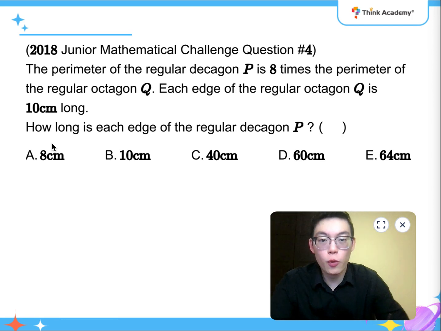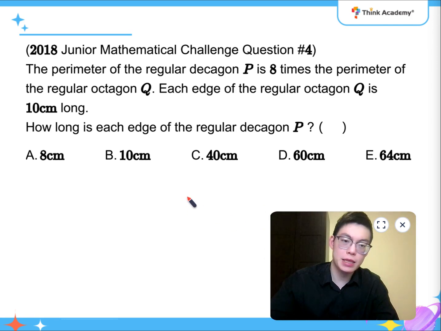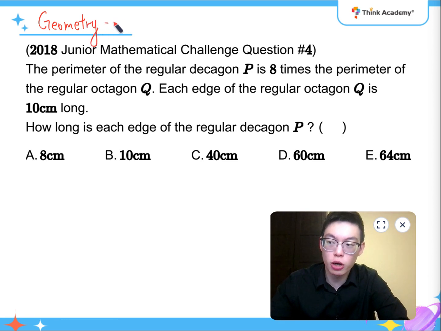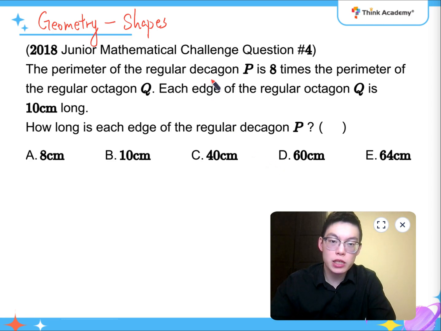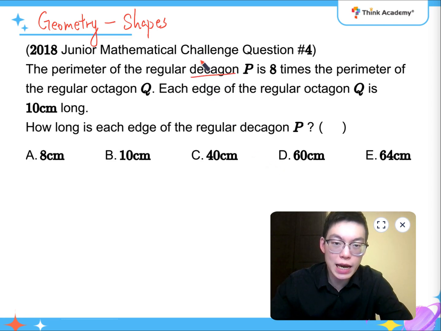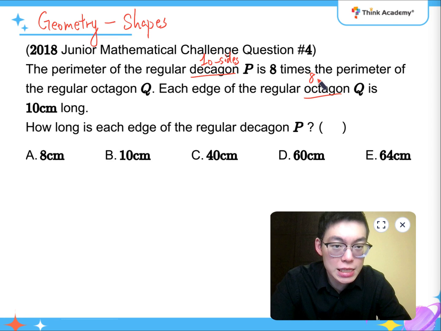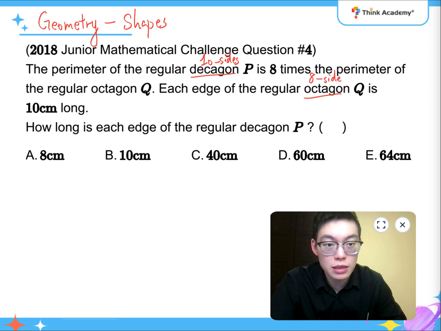And the fourth question, this is another calculation question basically, but it will require you to know the shapes in geometry. So I would say that it's about shapes. Now, first of all, we should know that a decagon is 10-sided. Hopefully you still remember that. And an octagon is 8-sided. So it has 8 sides, all right?